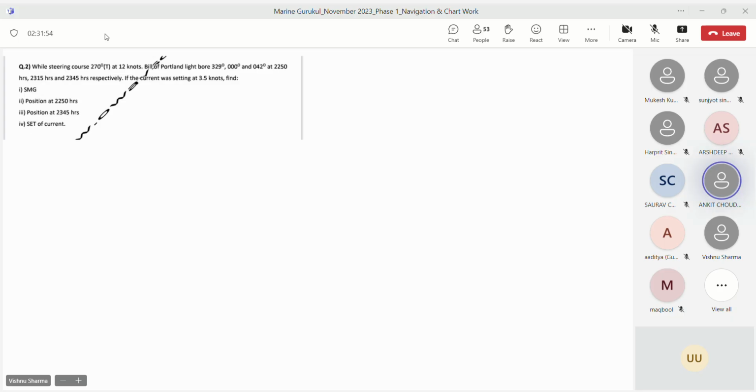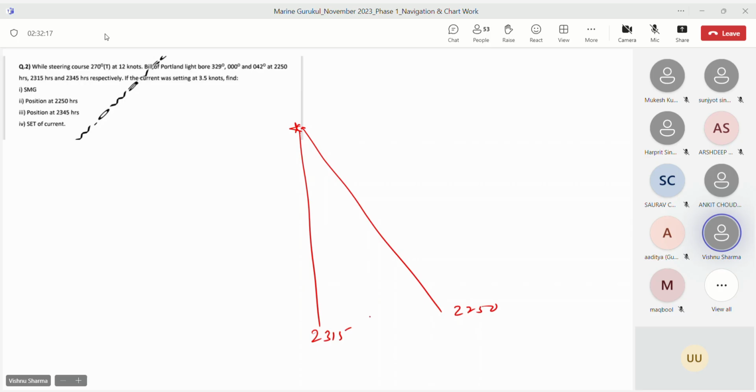Engine speed is given, 12 knots is given, sir. Okay, engine speed given, CTS given, engine speed given, only CMG will be found in this. Is the current's set given? Okay, no problem in this, what set problem? The set has to be found. Okay, one minute, 329. Okay, here is bill of Portland. Let's do it. 329, this is at 2250, 000 at 2315 and 042 at 2345.